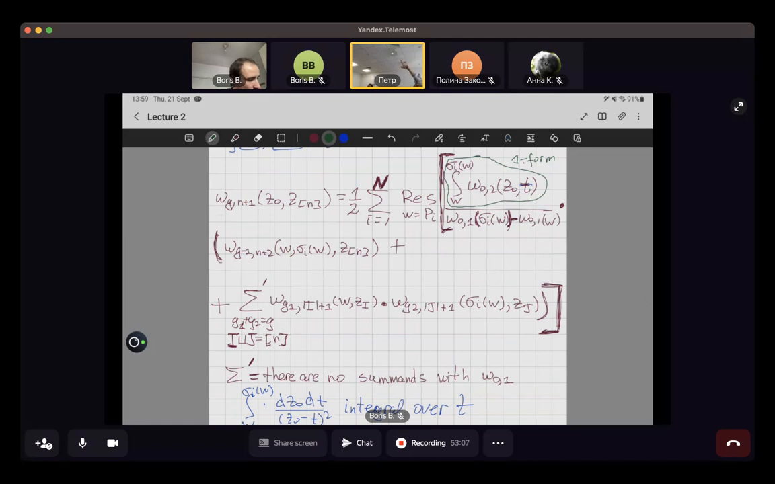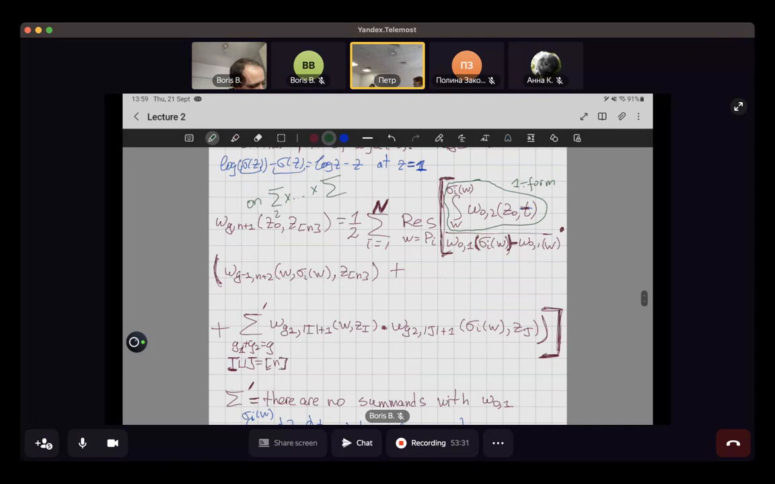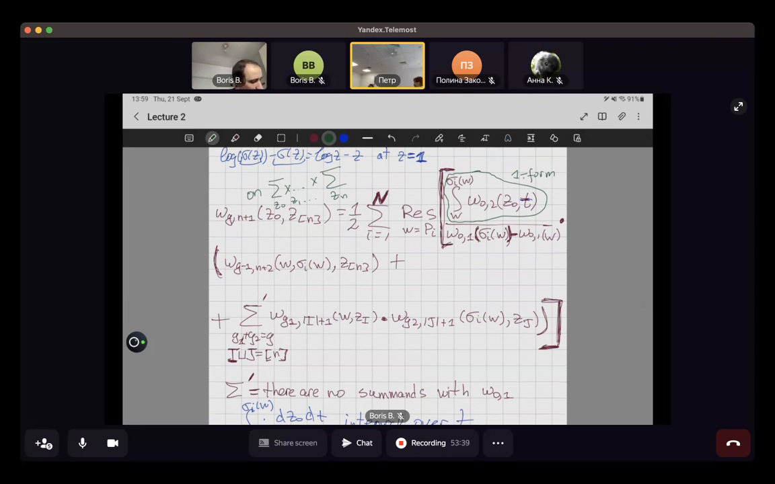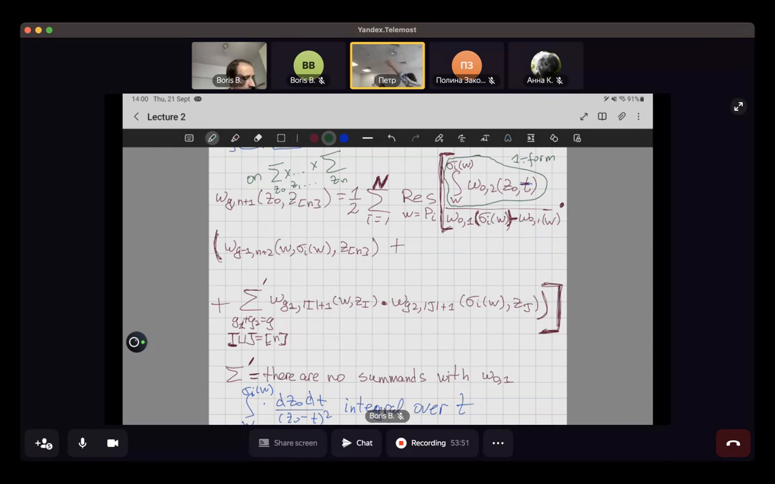On the left-hand side, we have this omega g, n plus 1, which is defined on sigma to the power n plus 1. We have z0 and so on, zn, and each zi lives on the ith copy of sigma. Let's compare it to the right-hand side, which should be the same object by definition. What are the variables entering the right-hand side? Under the residue we have n plus 2 variables, w and z0 and so on, zn. Then we take the residue in w, and w disappears.